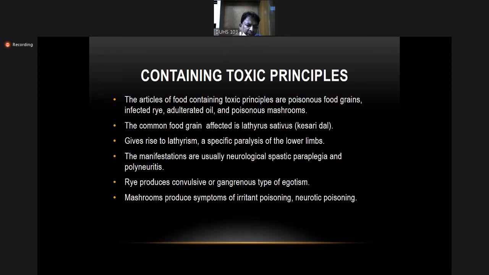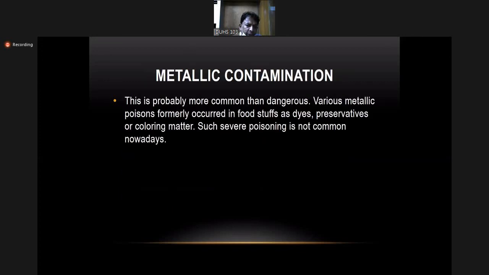Mushrooms produce symptoms of irritant poisoning and neurotic poisoning. Metallic contamination is probably more common than dangerous. Various metallic poisons occur in foodstuffs as dyes, preservatives, and coloring matter. Such severe poisoning is not common nowadays, as safe packing and safe metals are used to store food for a long time. But it is still food poisoning. To gain money, some use cheap metallic containers and cheap preservatives to preserve the food. They are still there, but very rare.